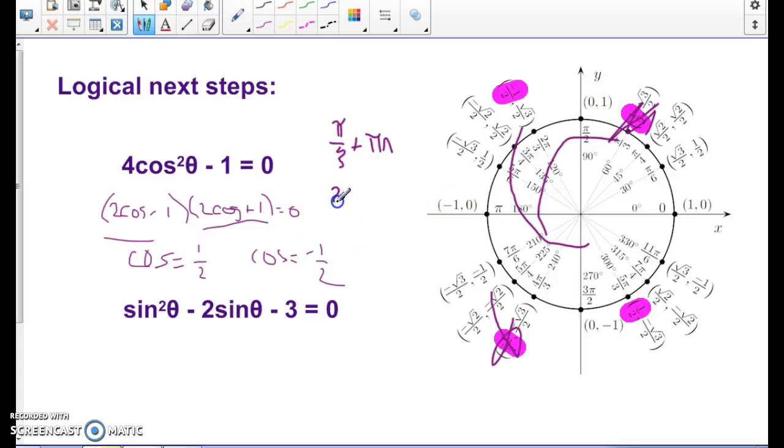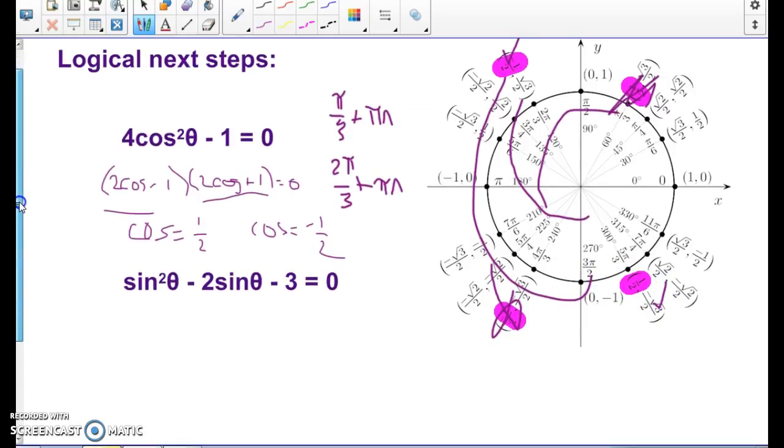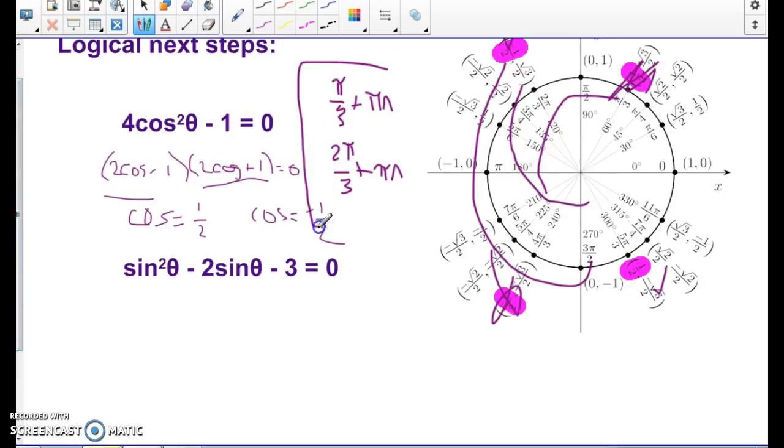And then I have 2 pi thirds plus pi n. That takes this guy out and that guy out. Notice how it is not on an interval, so I give the plus pi n answers, or 2 pi n.